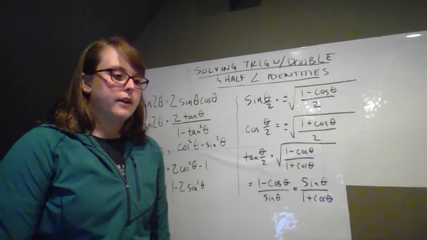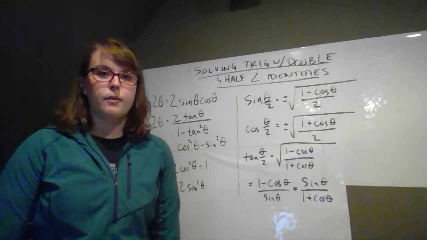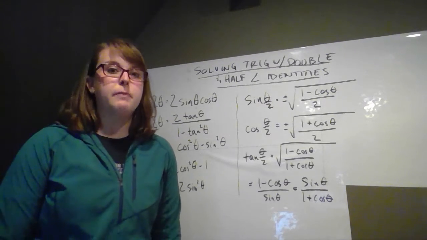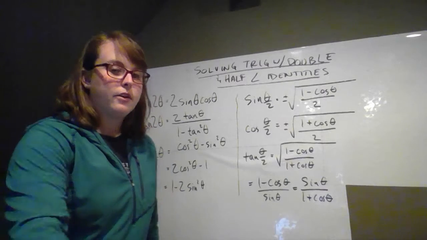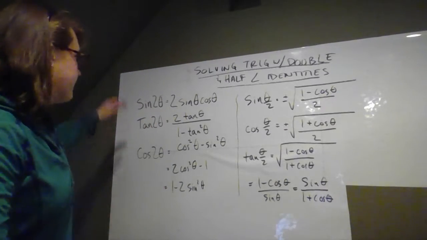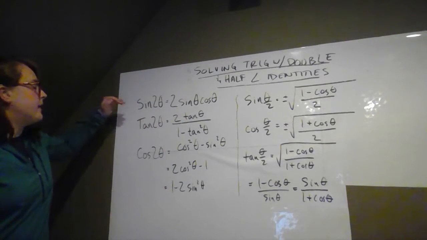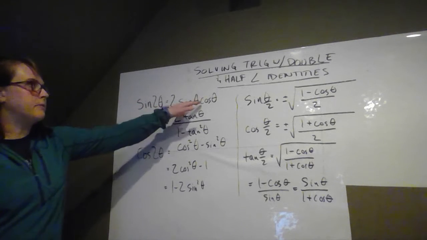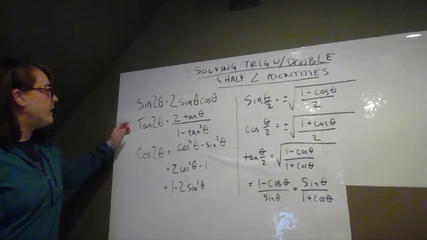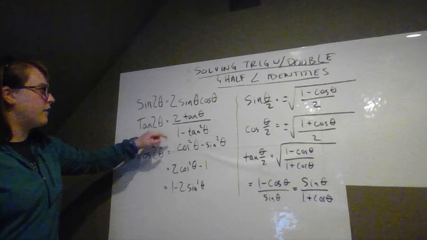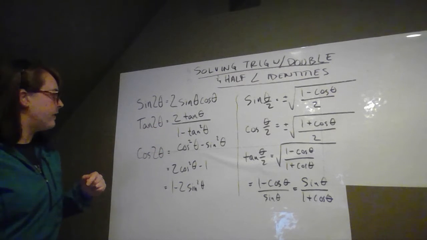So what we're going to do is we'll go over them really quick, and then we're going to go over a couple of examples of when you might want to use these. So here we go. First, we've got the double angles over here. Sine of 2 theta is 2 times sine of theta times cosine of theta. Tangent of 2 theta is 2 tangent theta over 1 minus tangent squared.